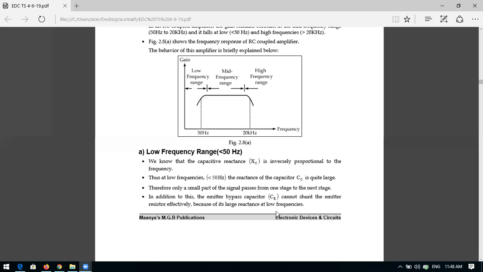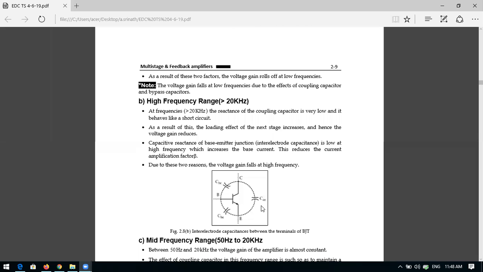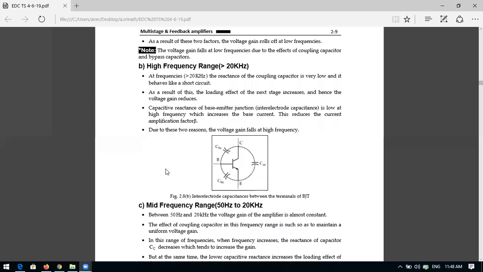So the current drawing capacity will reduce. So overall voltage also reduces, and overall voltage gain also reduces in the higher frequencies. So this is the first effect. And the second effect, what will happen? The capacitive reactance of the base-emitter junction inter-electrode capacitance is low at a high frequency, which increases the base current. This reduces the current amplification factor beta. Is it clear? Due to these two reasons, the voltage gain falls at high frequencies.